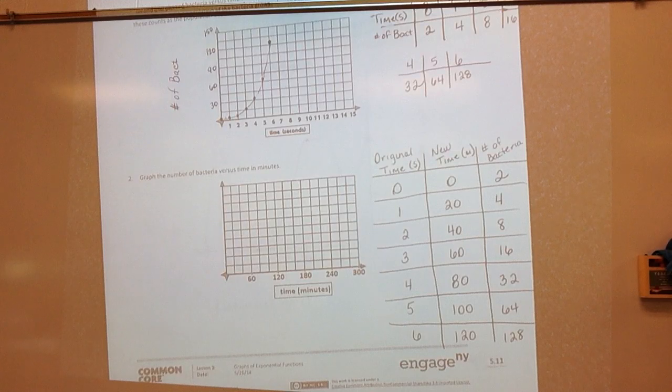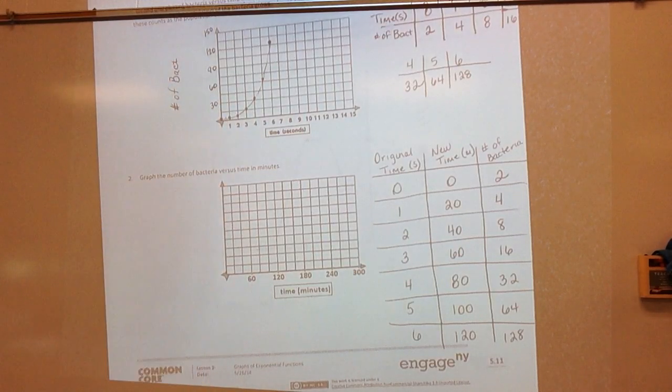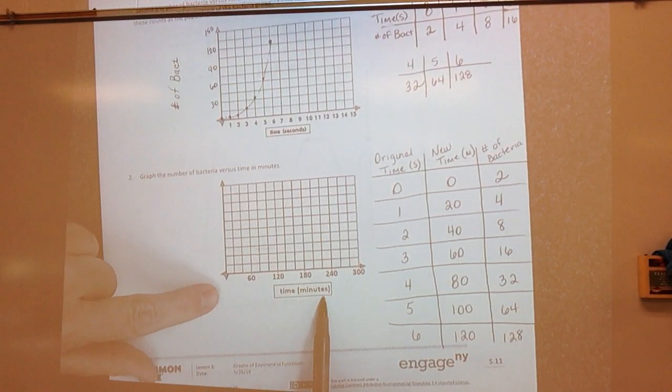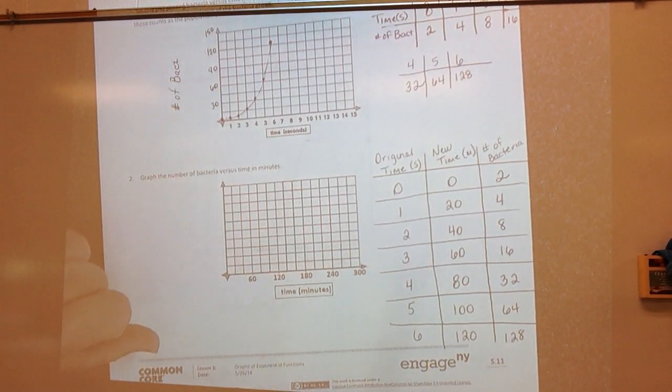Okay, so now I have the information that I need in order to create a graph in real time. So using this table, I want you to take a minute and sketch a graph of what this is going to look like. They've already labeled our time for us. Now we just have to label our number of bacterium.